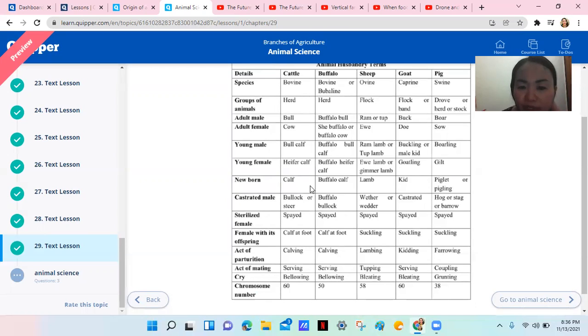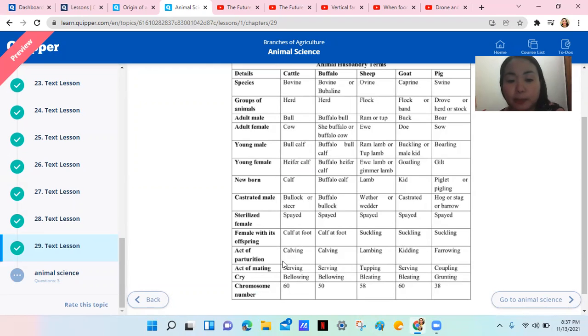While the newly born cattle is calf, buffalo calf for buffalo, lamb for sheep, kid for goat, and piglet or pigling for pig. And castrated male cattle is bullock or steer, buffalo bullock for buffalo, wether for sheep, and castrated male for goat, hog or stag or barrow for pig. Sterilized female is called spayed in cattle, as well as buffalo, sheep, goat, and pig. While female with its offspring is called cow with calf at foot for cattle and buffalo, suckling for sheep, goat, and pig.